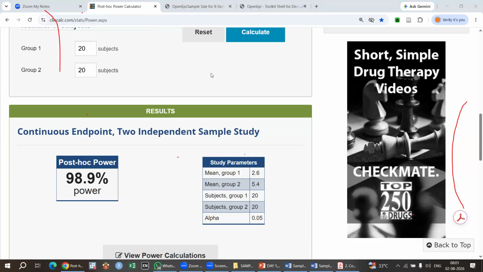Go to sample size, okay. Open API I have done, I think.